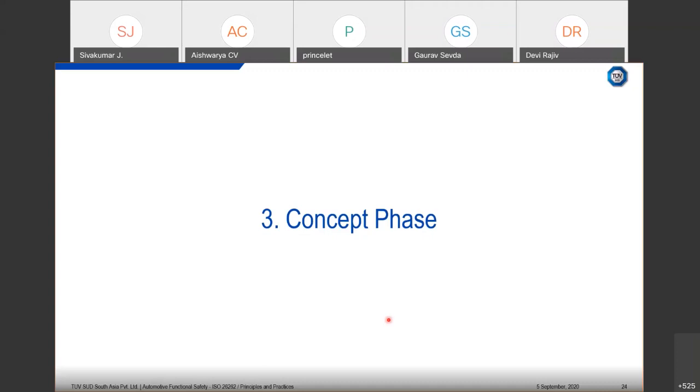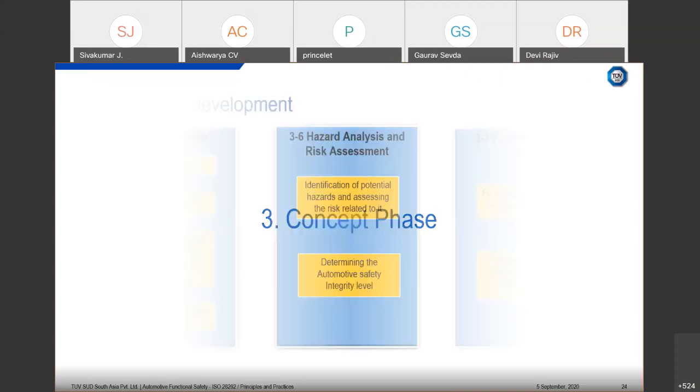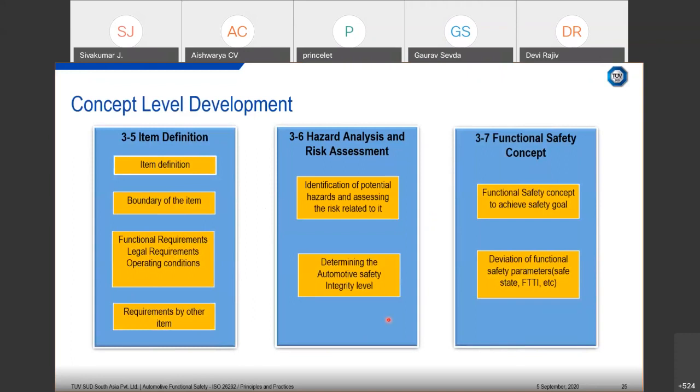Okay, and now I am at the concept phase. So far what we discussed is the management aspect and the process aspect. Now we are in the concept phase where our product is going to be developed, starting from the concept phase. In the concept level, there are three different work products.